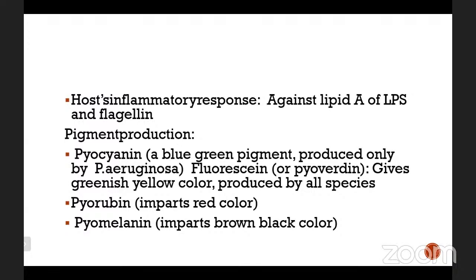Pigment production. First one is the pyocyanin. It will produce blue-green pigment, which is produced by Pseudomonas aeruginosa. Fluorescein or pyoverdin will give a greenish yellow color. It is produced by all the species. And the other one is the pyorubin. It will impart red color. And the pyomelanin. It will impart brown and black color.